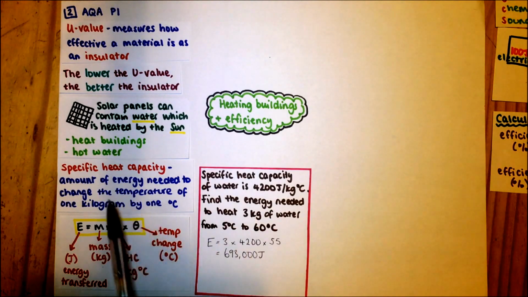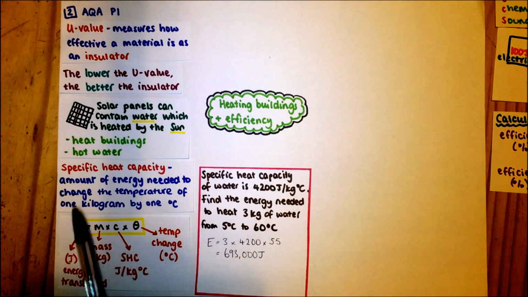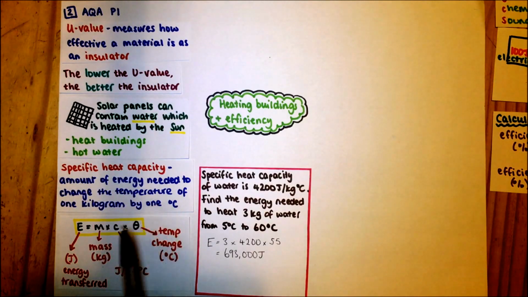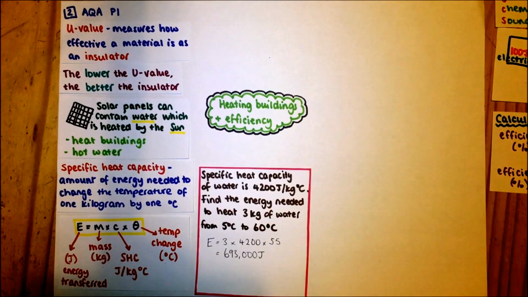So specific heat capacity, although it's given there, is just the amount of energy needed to change the temperature of 1 kilogram of a substance by 1 degree C. Okay, that is a specific heat capacity. You'll need to calculate it, but again, you are given the formula, so do not worry too much about that.